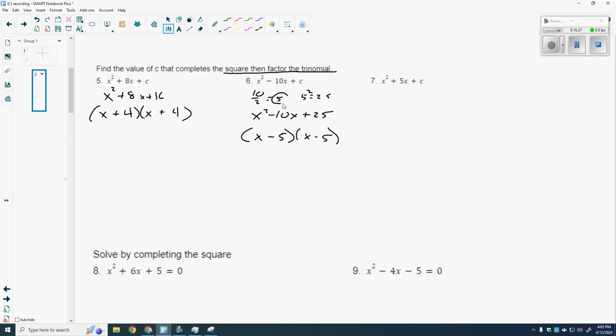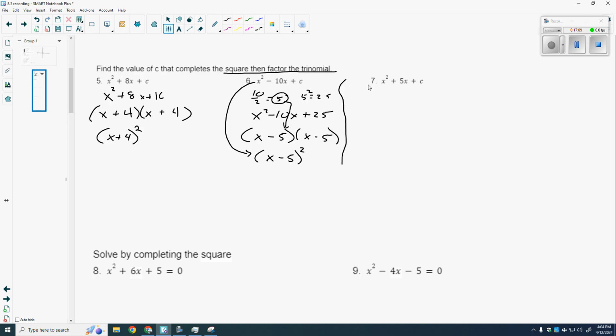How did I know that right away? Because that number, when I divide it by 2, is always what goes right here. Where did the negative sign come from? If this is a negative, the signs are both negative. x plus 4 times x plus 4 can be written as x plus 4 squared. x minus 5 times x minus 5 can be written as x minus 5 squared. And that's our goal: to take this, add something to it to make it a perfect square so that it factors into something like that.